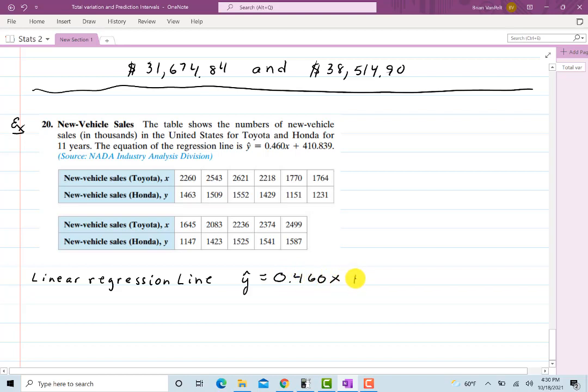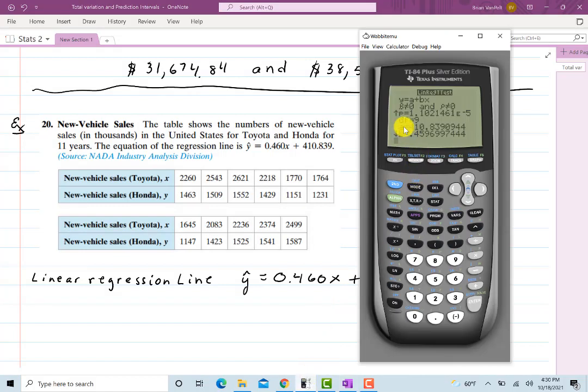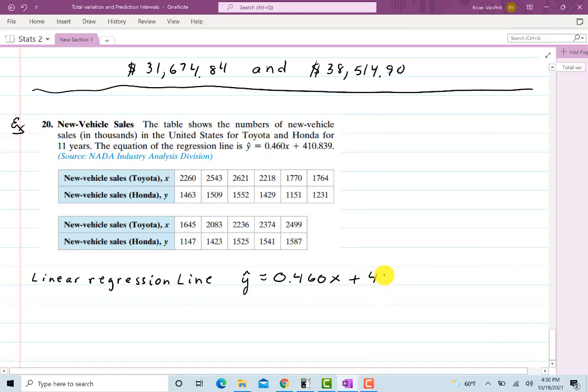And then I need the y-intercept, which is the letter A here. So I'll do 410.839. Got it. So this gives me, and you can see that it is the same as the one here, to 3 decimal places, that is.